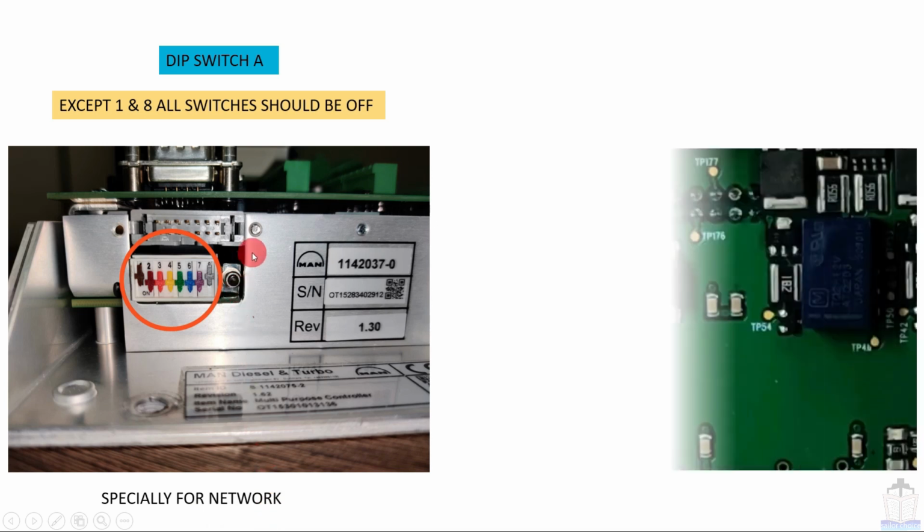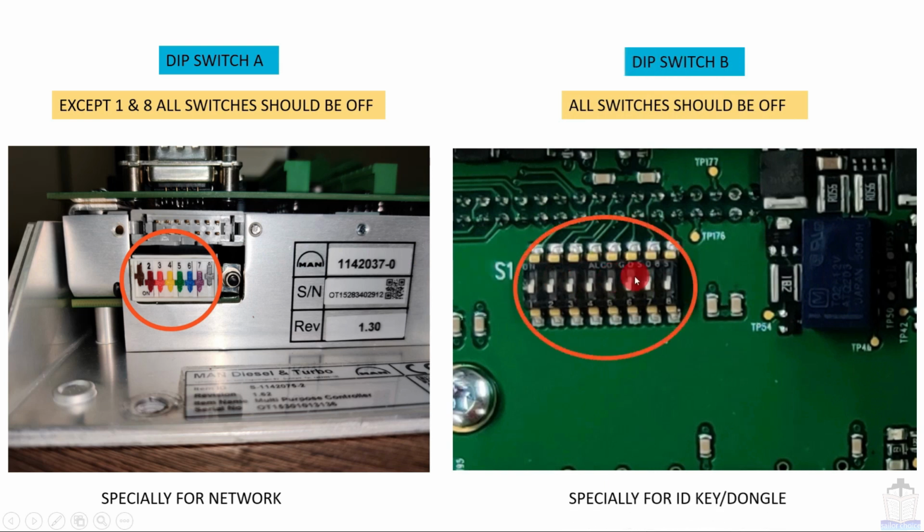Okay. Now another type of DIP switch you will find installed on the input output card. This is called the DIP switch B, also called S1, and in this DIP switch all switches should be in off condition. Here you can see that all switches are in the off condition. So this DIP switch B is especially for the ID key or dongle. That means this DIP switch basically configures the ID key or dongle function.